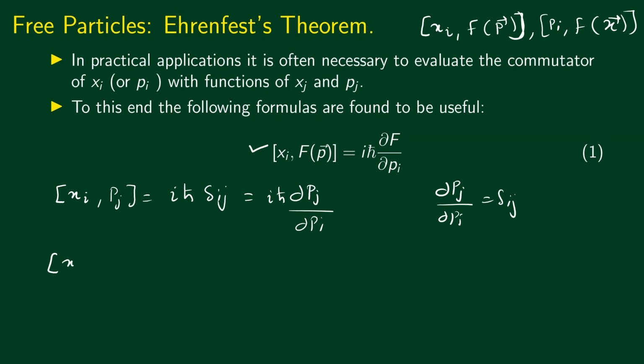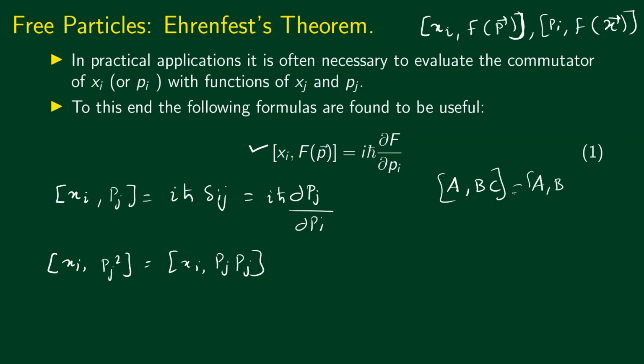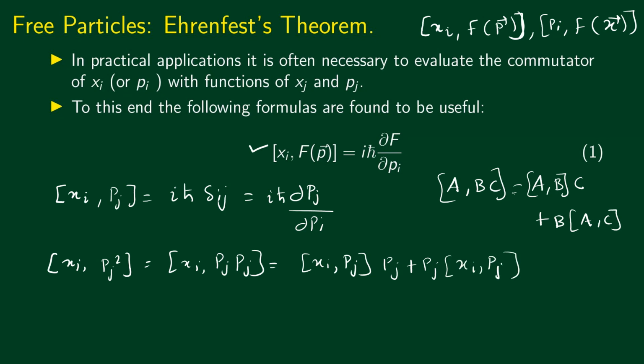Let's now check the commutator of x_i with p_j squared. This can be written as the commutator of x_i with p_j multiplied by p_j. And then we can use this formula that we have already learned. The commutator of A with BC is equal to the commutator of A with B multiplied by C plus B multiplied by the commutator of A with C. So we can use that here, and this becomes the commutator of x_i with p_j multiplied by p_j plus p_j multiplied by the commutator of x_i with p_j. And this is again the fundamental commutation relation. So we can write this as i ħ δ_ij p_j plus, this is also i ħ δ_ij, so we also have i ħ δ_ij p_j. And these two terms are the same.